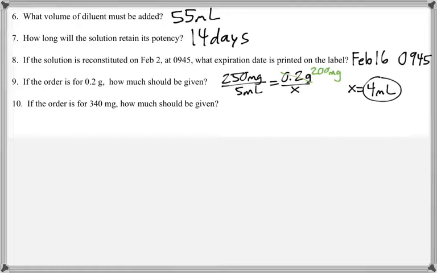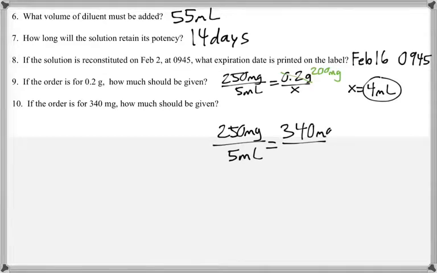Question 10 says, if the order is for 340 milligrams, how much should be given? We're dealing with the same medicine, so it's the same rate, just a different order. And I don't need to convert this one because it's already in milligrams. So if I solve the proportion, I get 6.8 mLs.